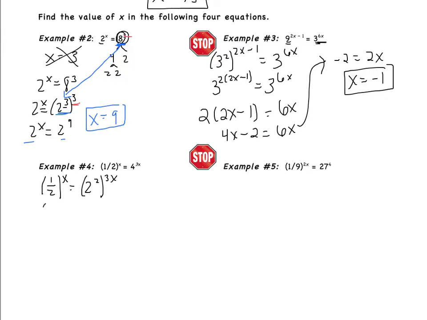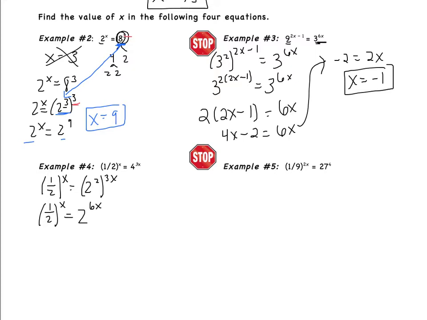So this becomes 1/2 to the x power equals 2. Multiplying my exponents, I get 2 to the 6x. Now the issue is that the bases are not the same on the left and right side. I have 1/2 and I have 2. Those are not the same, so I can't set my exponents equal. Instead, I have to figure out some way to make them equal.